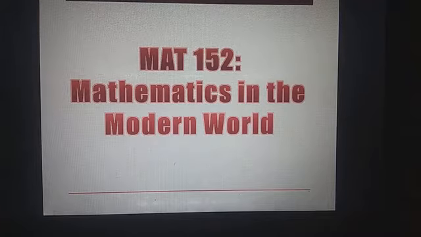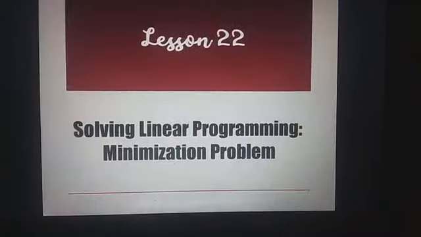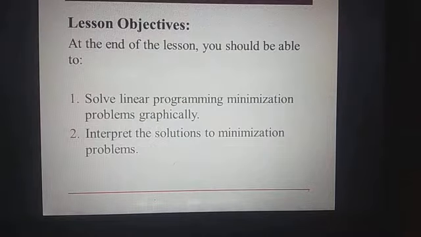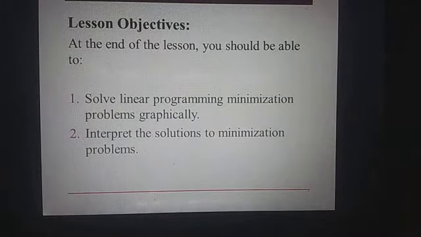Our lesson for today is about solving linear programming in minimization problem. Last time, we discussed the maximization. At the end of the lesson, you should be able to, first, solve linear programming minimization problems graphically. Second, interpret the solutions to minimization problems.